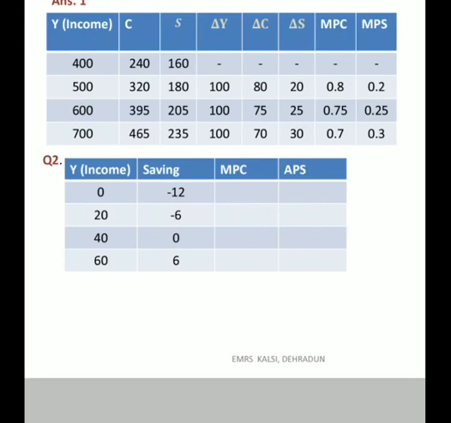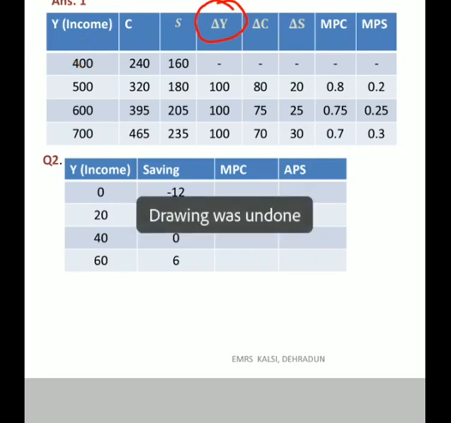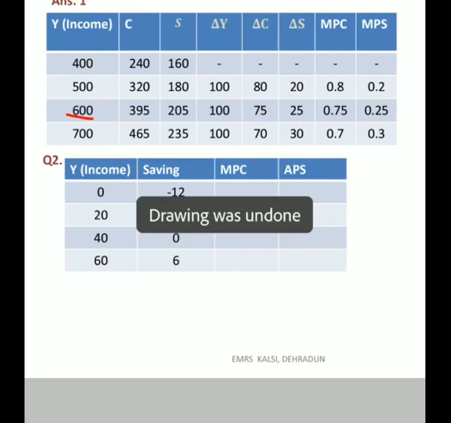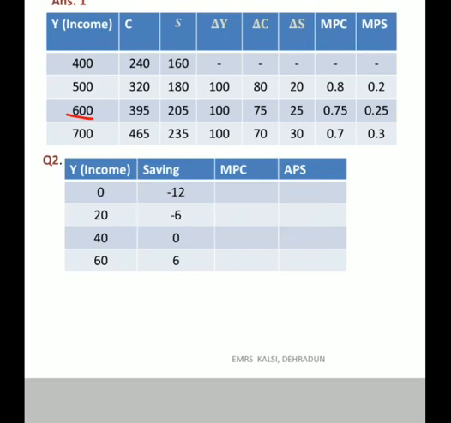Okay, now, in the same way, we will find the delta Y. So the current value of income minus the previous one. The current value is 400, but we don't know the previous value, so we will put a dash here. Now the current value is 500, the previous one is 400. So what is the difference? 500 minus 400, it will be 100. Now for the third row, 600 minus 500.